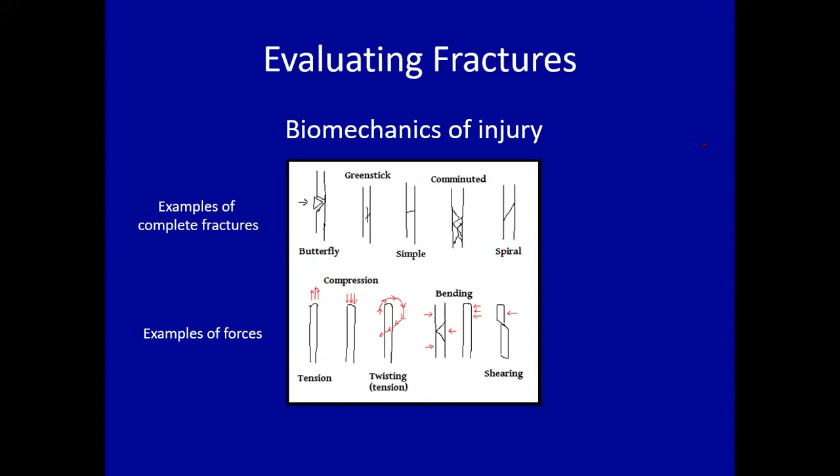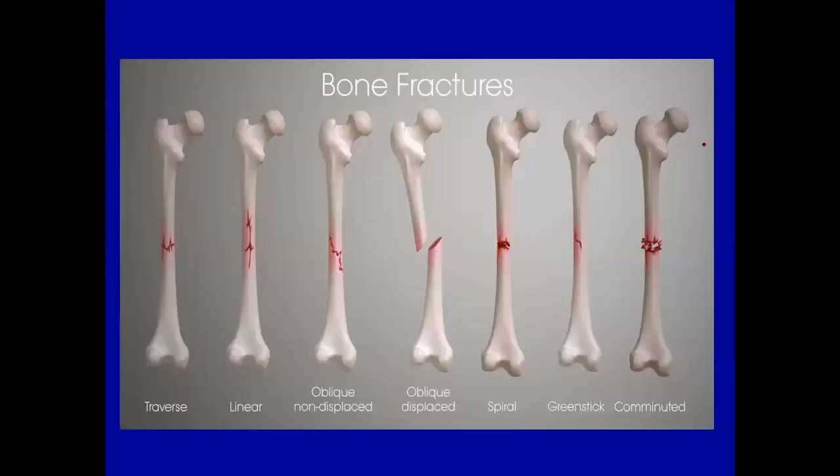Here are some different fractures that you're going to see and their names. Examples of complete fractures include a butterfly fracture, a greenstick fracture, which is actually considered a complete fracture, simple fracture, comminuted fracture, and a spiral fracture. Examples of forces that can cause these fractures could be a tension, compression, twisting, bending, or shearing force.